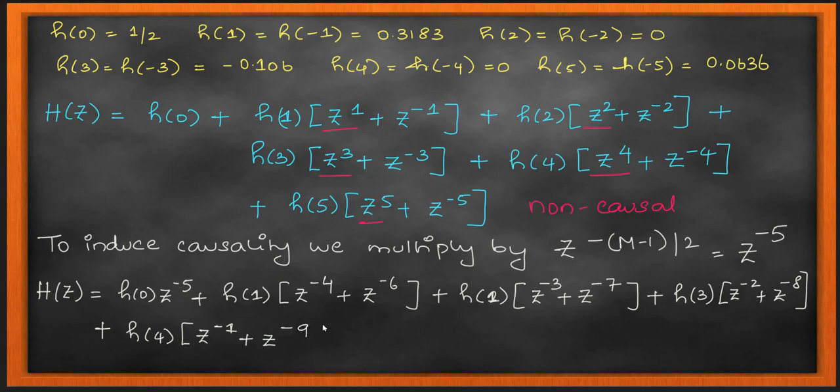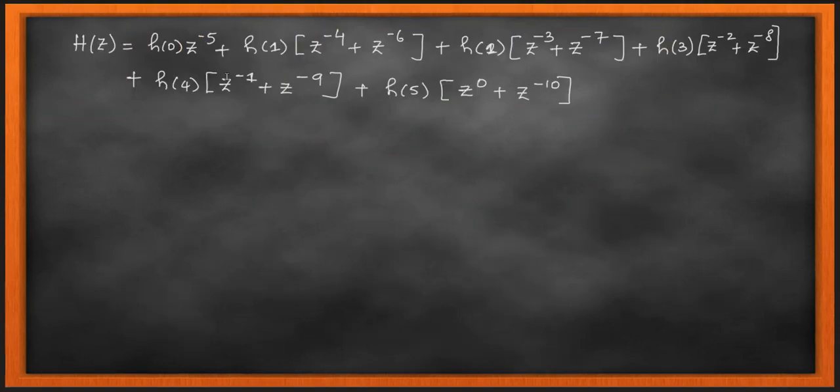The index I'm talking about, which was -5 to +5, is going to be shifted to the right, and it's going to now look like 0 to 10. See, now I have written this after multiplication with z to the power of -5. Now I can see that the coefficients are from 0 to 10, and this is a causal representation. I can now tell that my z minus 4 is my h of 4, and z minus 6 is my h of 6. So my h of 4 and my h of 6 are equal to h of 1.